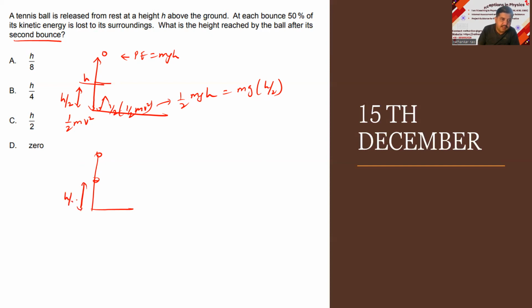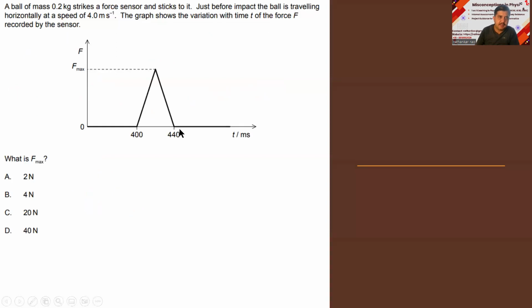After the first bounce, the height is h by 2. Now the ball once again starts from here and bounces back. It loses 50% of the energy, which means it goes only to this height. Now what should this height be? H by 4, right? So from the ground, its height is h by 4. So the answer is B. Okay, now let me move on to the next one.